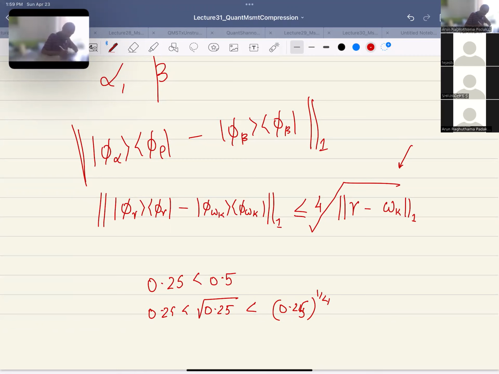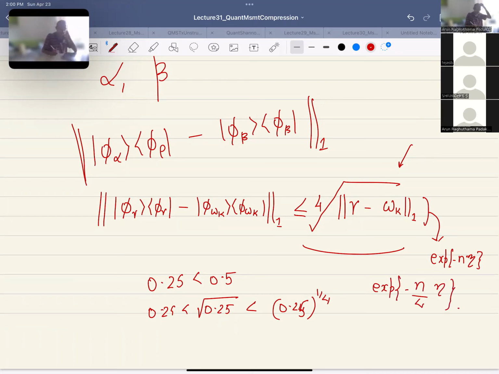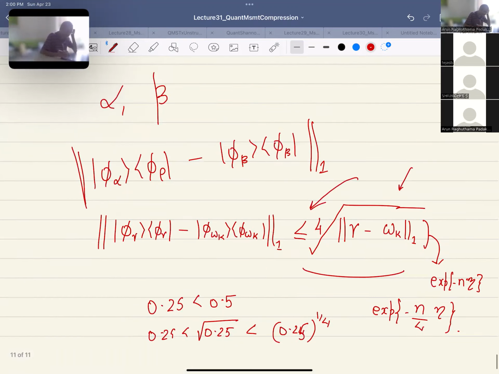How does it matter? If you can show the quantity at the bottom falls as exp minus n times some positive quantity eta, then this thing is falling as exp minus n by 4 times eta. It still falls, right? So that's the idea. The way it worked is that it is the covering lemma, but you need to do some more work to connect to the covering lemma.